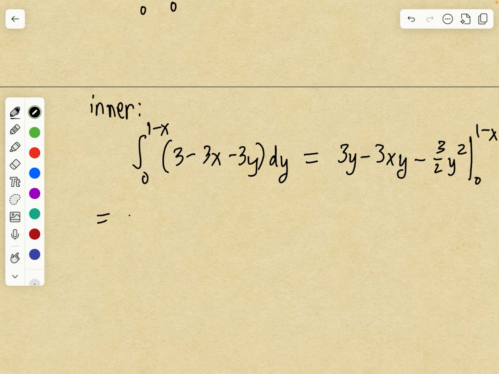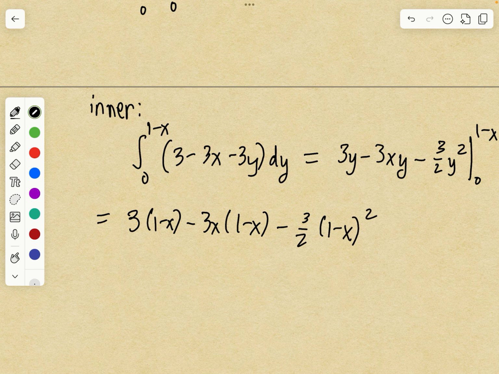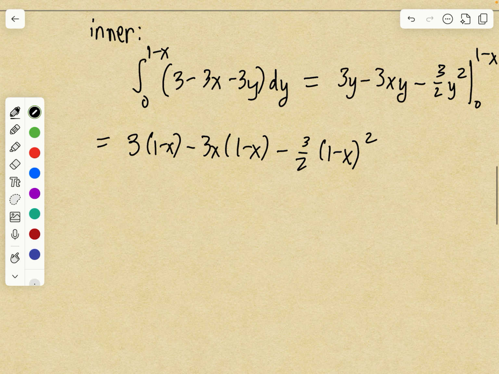And that's going to equal, we plug in the bounds for y, so it's going to be 3 times 1 minus x minus 3x times 1 minus x minus 3 halves times 1 minus x squared. And then when you plug in 0, you have to subtract what you get when you plug in 0, but you're just going to get 0 minus 0 minus 0, so you just get 0.